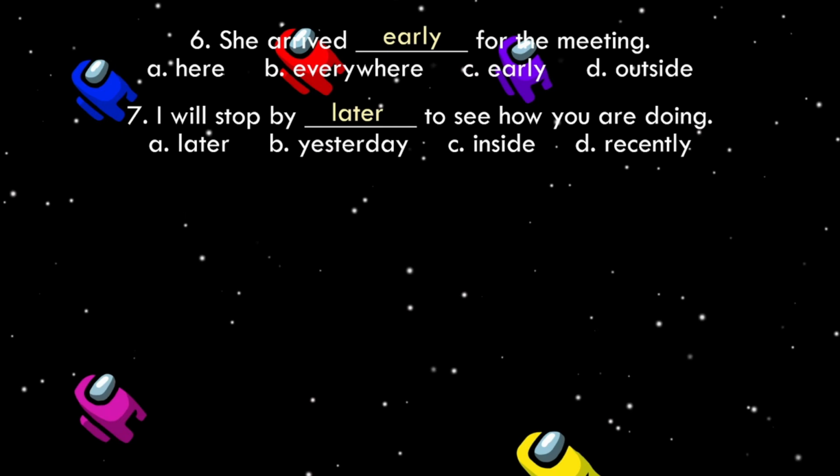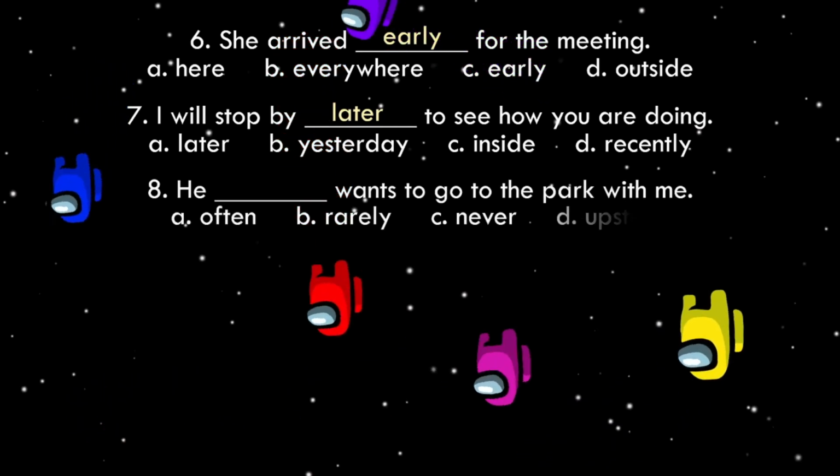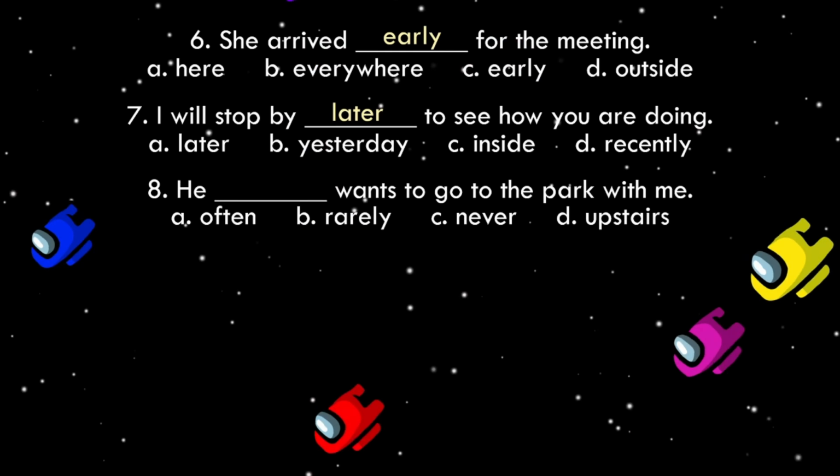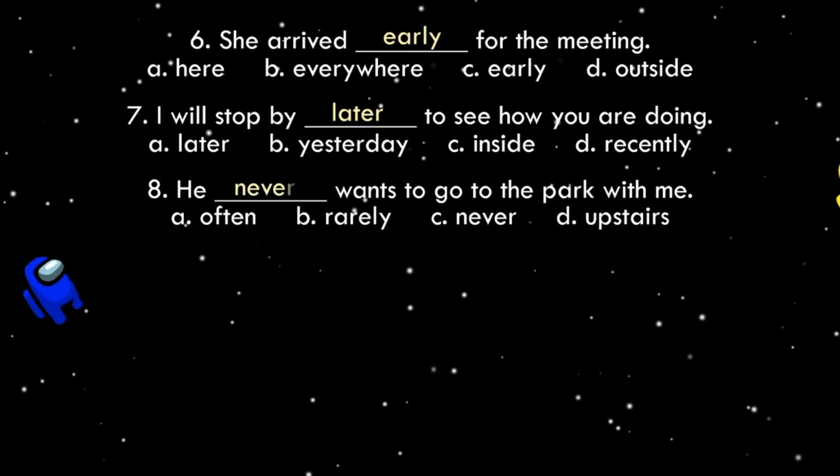Number 8. He blank wants to go to the park with me. A. Often, B. Rarely, C. Never, D. Upstairs. What do you think is the correct letter? Excellent! It is C. Never. He never wants to go to the park with me.